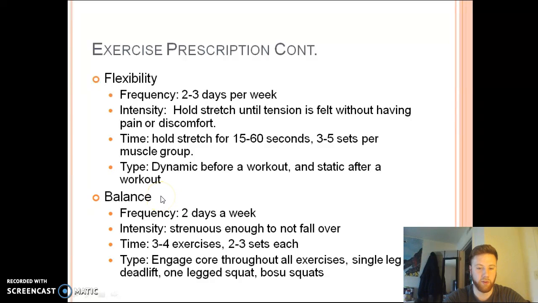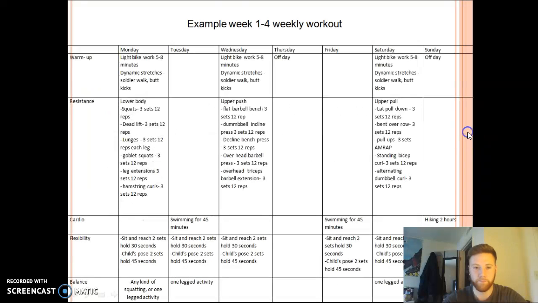Balance, he's pretty healthy. I would say we wouldn't have to focus too much on that. So we're going to do 2 days a week, strenuous enough not to fall over. 3 to 4 exercises and 2 to 3 sets each, and actually a lot of these can be incorporated into his actual work exercise planning he's doing now. So any kind of engaging core throughout all his exercises, single leg deadlifts, 1 leg squat, and Bosu squats, and that would be incorporated once he starts to get a little bit better into his exercise program.